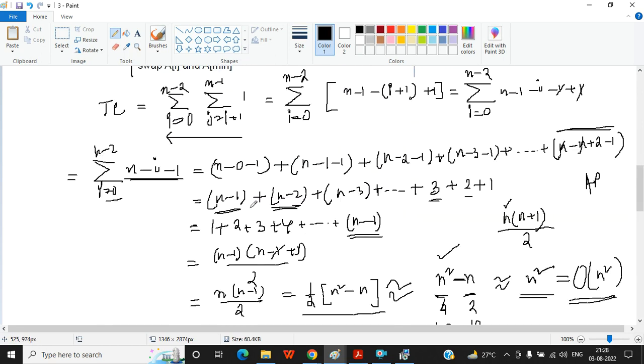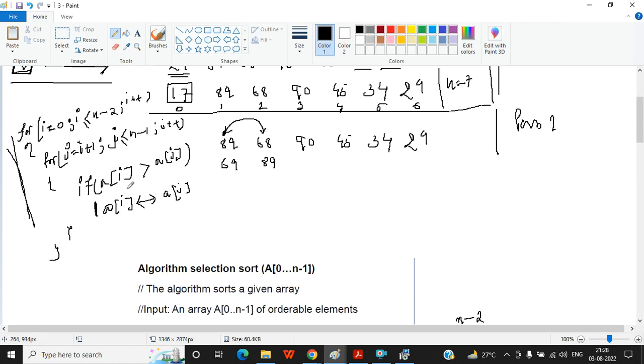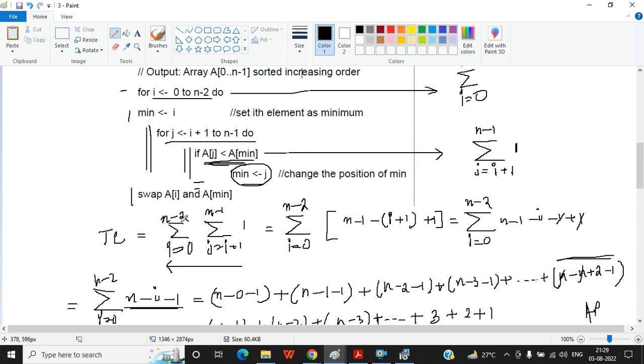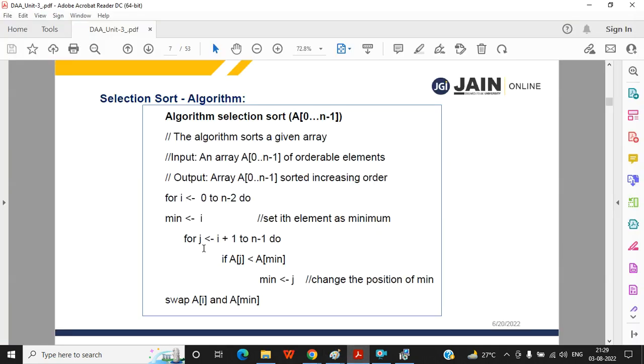So the time complexity for the selection sort algorithm, both are the same. See here the range: i is equal to 0 to n minus 2, and this is also i plus 1 to n minus 1. The same will take place. So this is the way you have to calculate the time complexity of selection sort.